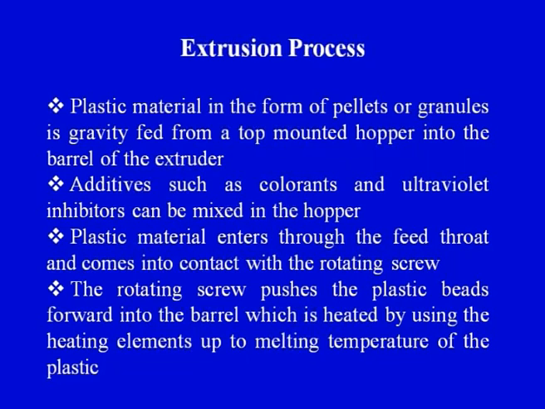So plastic material in the form of pellets or granules is gravity fed from a top mounted hopper into the barrel of the extruder. So there are 3-4 important terms which, if you have no idea about the extrusion process, again I am emphasizing. Pellets or granules is the raw material which is available in the market. This is gravity fed, which means there is no pushing of the raw material. The raw material is fed under gravity from the vertical hopper. In the hopper the raw material is put, and from there it comes down by gravity into the barrel.